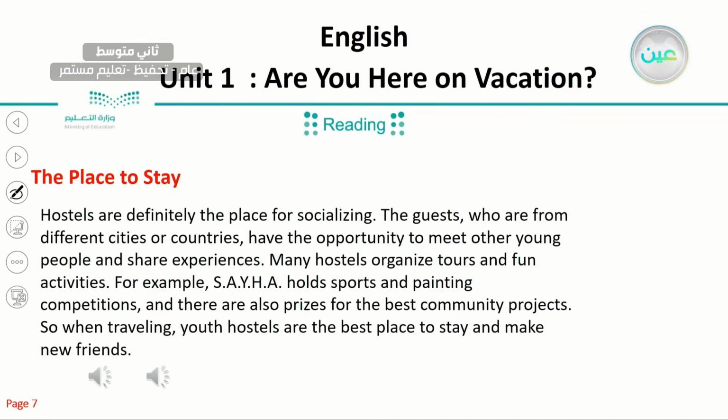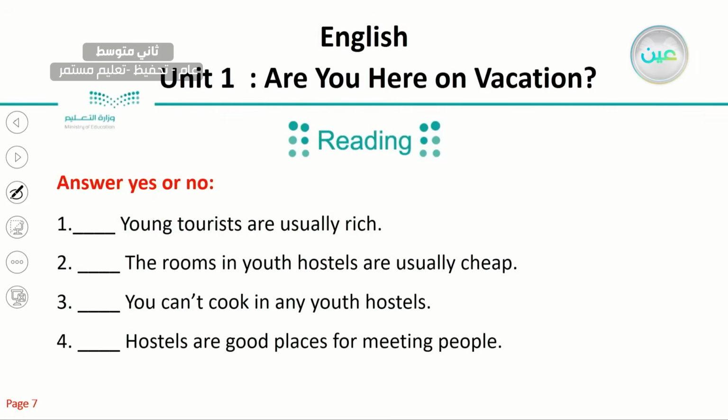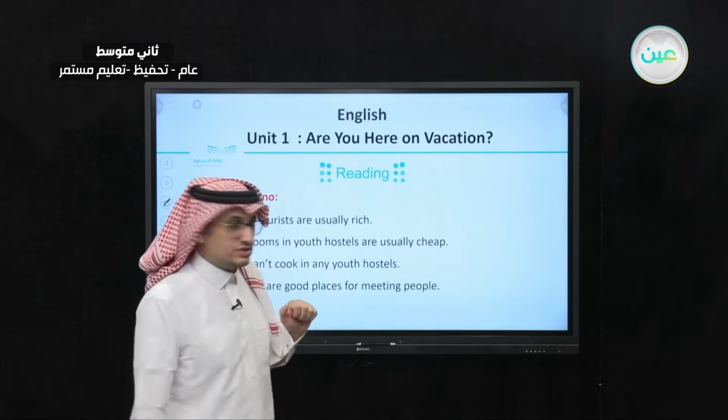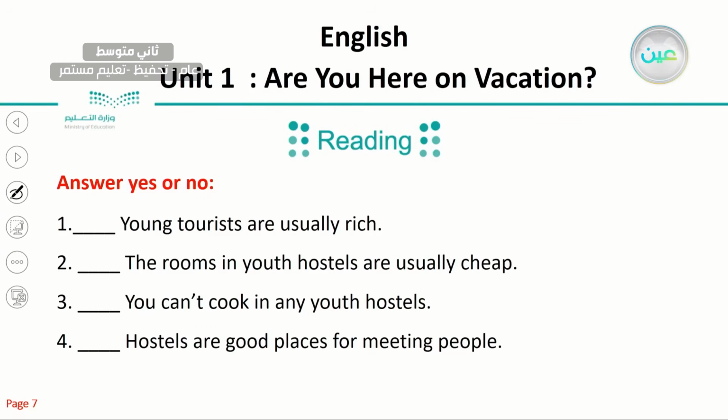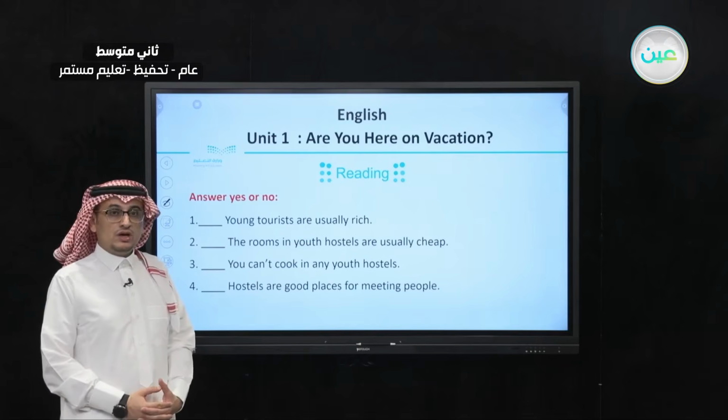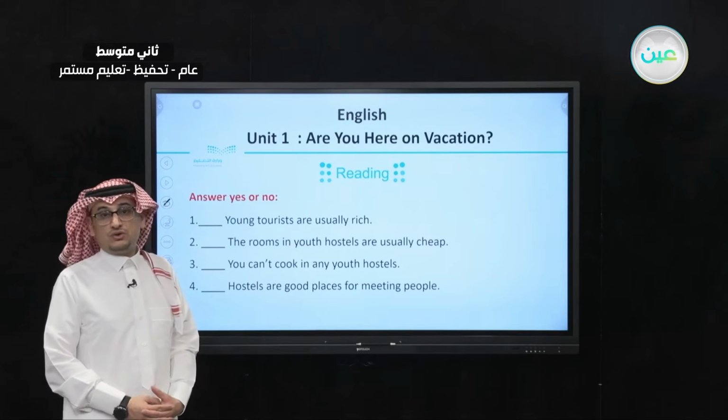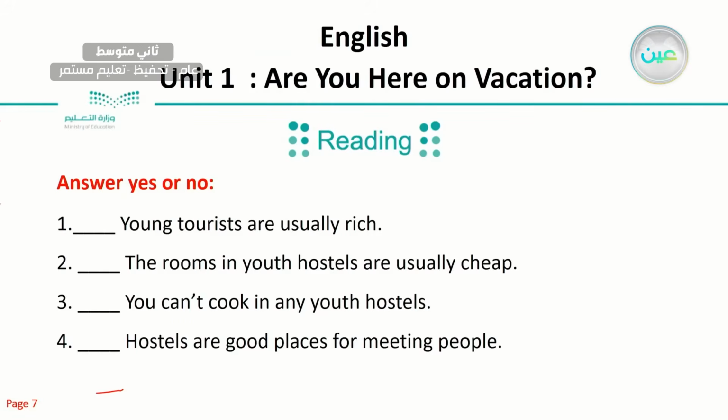Okay. Now, we will move to the next idea I have here. We will answer the questions. I want you to pause the video and try to answer these questions by yourself and come back again to see the correct answers. Okay, good. Let's read the first one together. Number one, young tourists are usually rich. Is it yes or no? He said in the text, students have low budget, so they aren't rich. So the answer will be no.